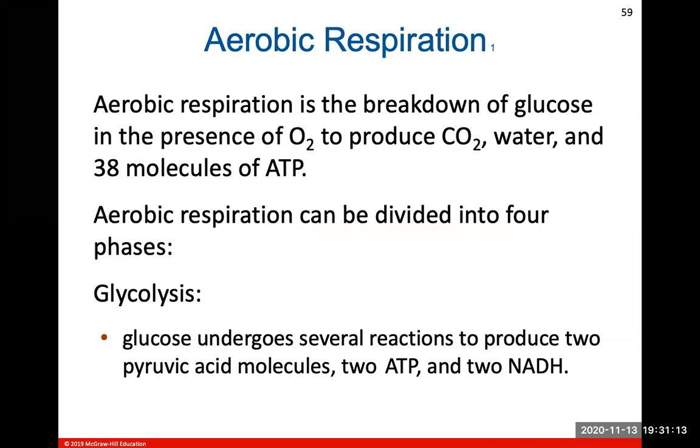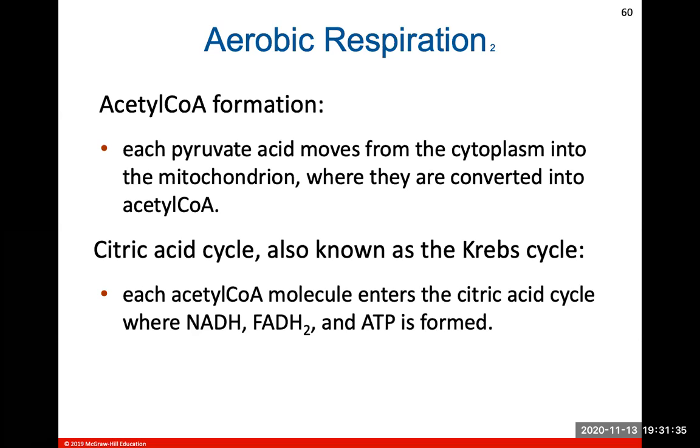Aerobic respiration then is the breakdown of glucose in the presence of oxygen to produce carbon dioxide as a waste, water as a waste product, and 38 molecules of ATP. Aerobic respiration can be divided into 4 stages. Glycolysis is that first stage where we get 2 pyruvic acid molecules, 2 ATP, and 2 NADH. Acetyl-CoA formation is just when each pyruvic acid is converted into acetyl-CoA. And the citric acid cycle, also known as the Krebs cycle, is when each acetyl-CoA molecule enters it, where NADH, FADH2, and ATP will be produced.